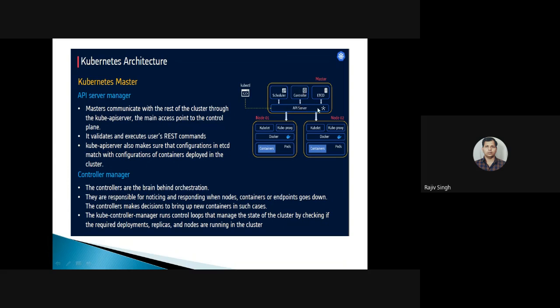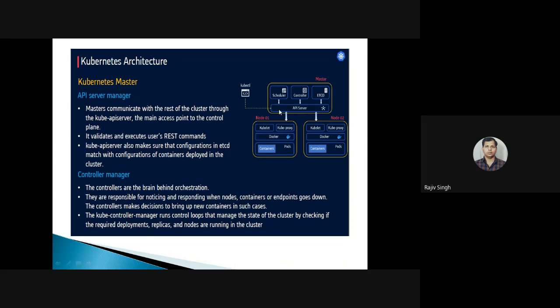If any information is required by the controller from the databases, it will ask the API server, and the API server will ask the etcd. Then etcd will give the information as per the requirement, and the API server will forward it to the controller. So the controller and scheduler are not directly connected to the etcd. All the communication will happen through the API server only.